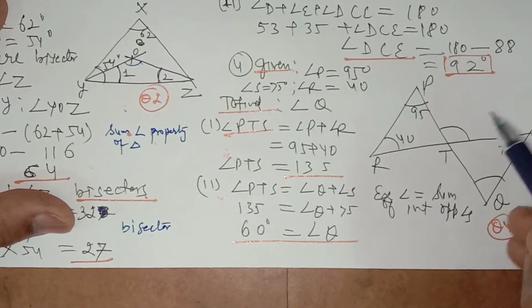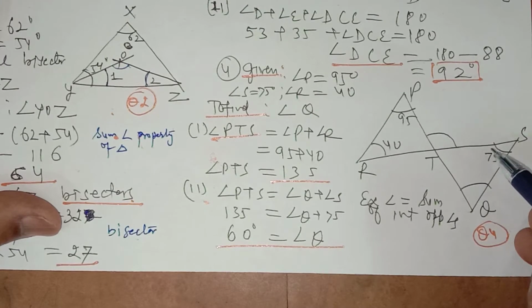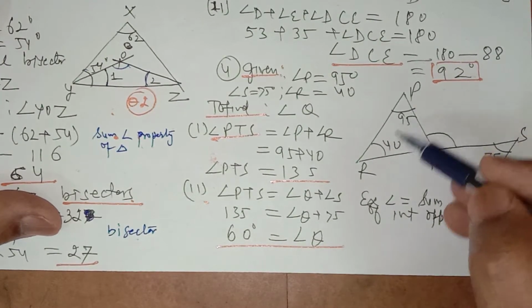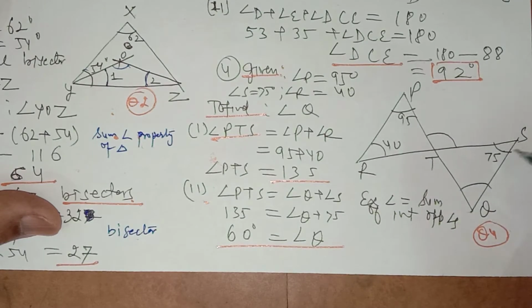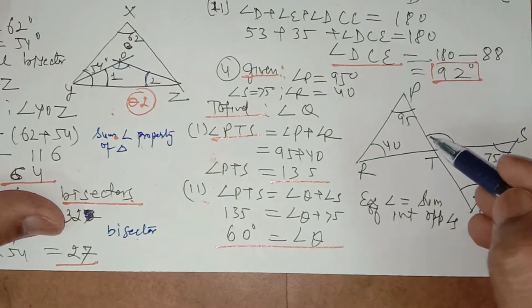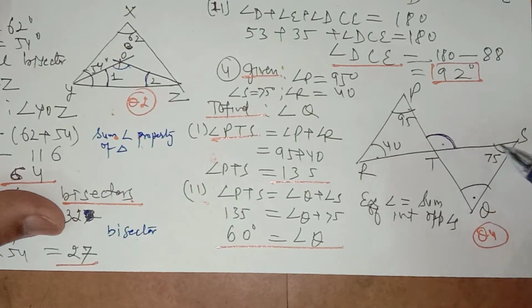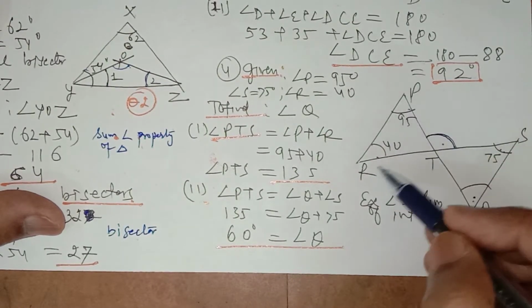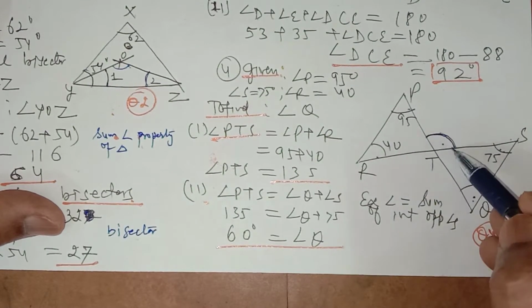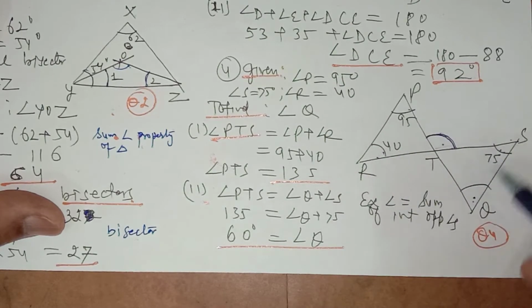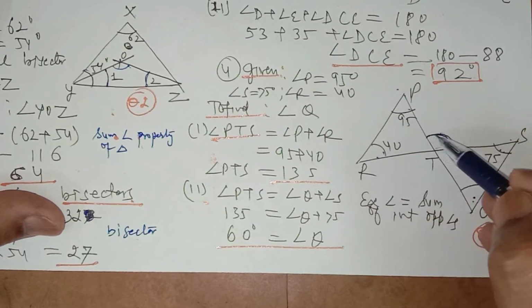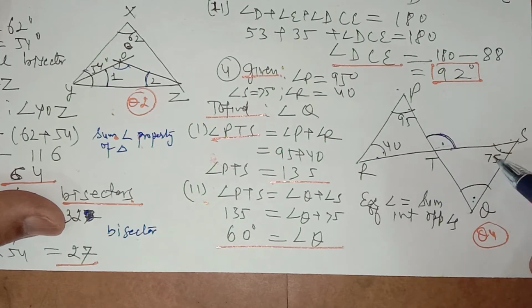Now in question number 4 also, these angles are given. These two angles and this angle are given, and you have to find this angle. Now here you can use the exterior angle property of the triangle. This is a triangle, this is the exterior angle, and these are the interior opposite angles. This angle will be equal to the sum of these two.